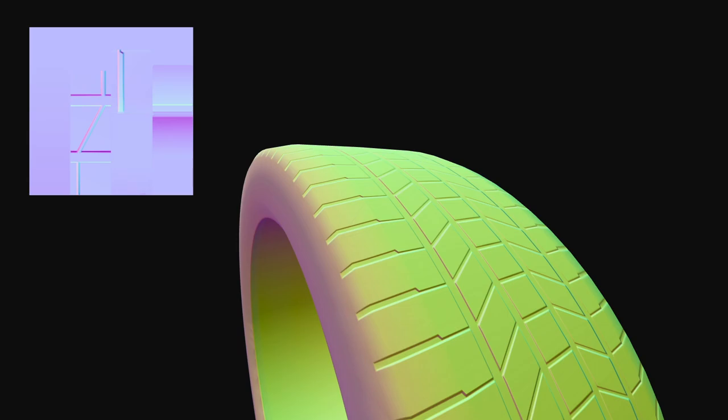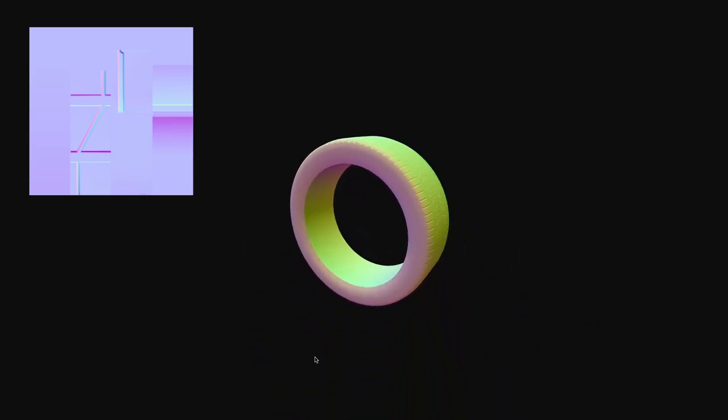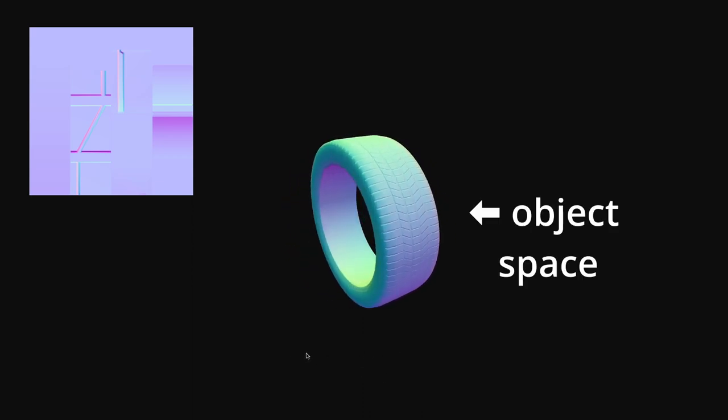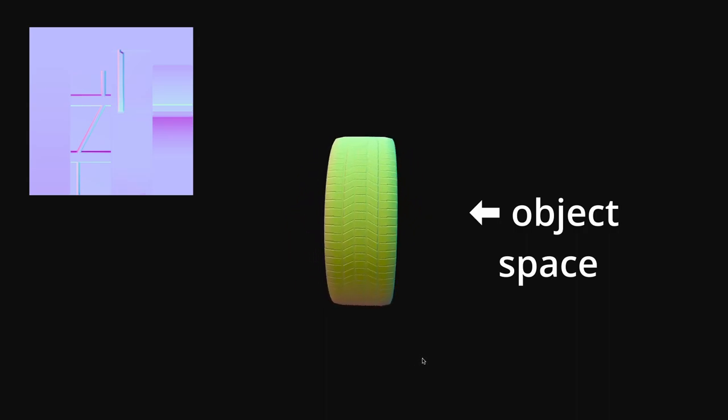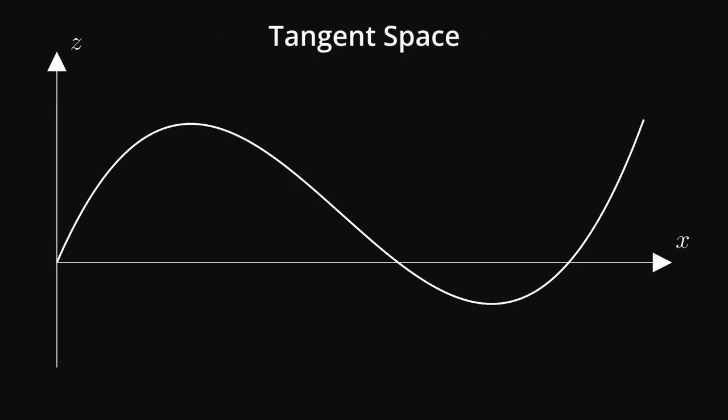But you might have noticed, the normals on the model look very different than the one in the normal map. This is because normal maps typically don't define their normals in object space like you would assume. Instead, they are stored in tangent space. For a regular function z of x, the tangent of a point is a line that only touches this point locally. The tangent space at that position looks like this.